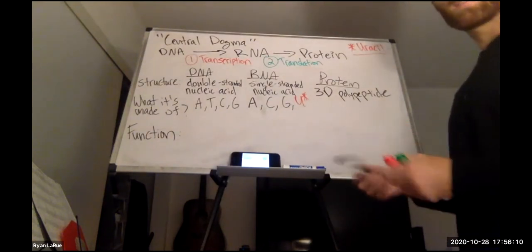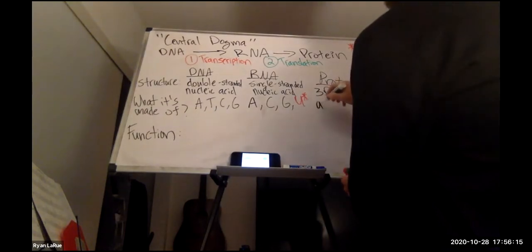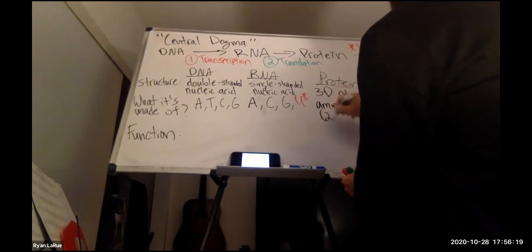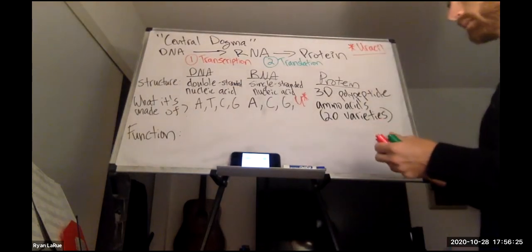And then proteins are composed of amino acids, right? Of which there are 20 varieties. You learned that in the beginning of the semester in the first unit.